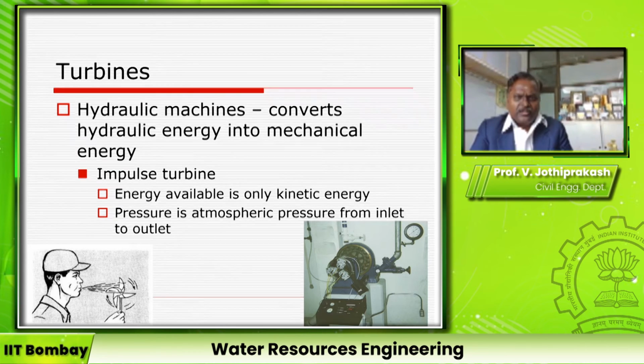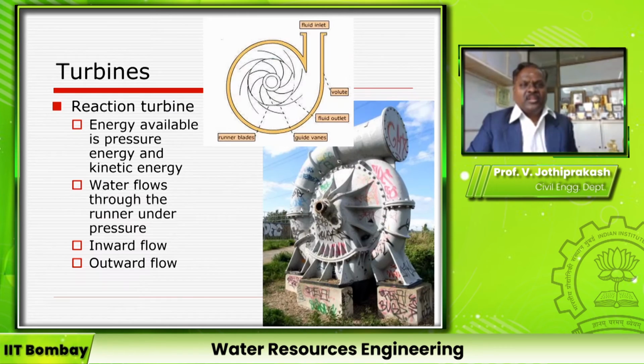The pressure is atmospheric pressure from inlet to outlet. The Pelton wheel is an example of an impulse turbine. Then second is the reaction turbine, where the energy available is both pressure energy as well as kinetic energy. Then we have to use reaction turbines.